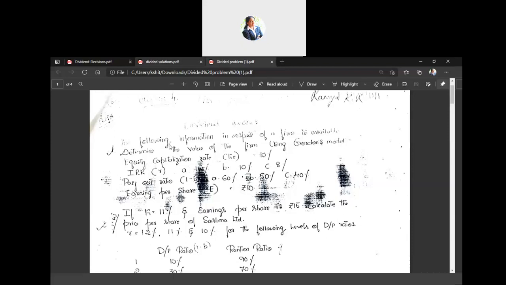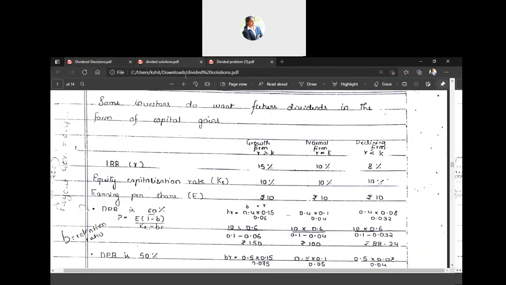of cost of capital. Now considering all this, we are asked to find out the value of shares in each of the following situations. So IRR they have taken 15%, 10% and 8%. They have taken equity capitalization rate to be 10%, 10% and 10%, and earning per share is rupees 10 each for all the conditions. So, for the first condition where R is greater than that of KE, it represents a growth firm. For the second condition where R is equal to KE, it represents a normal firm. And for a condition where R is lesser than that of KE, it represents a declining firm.